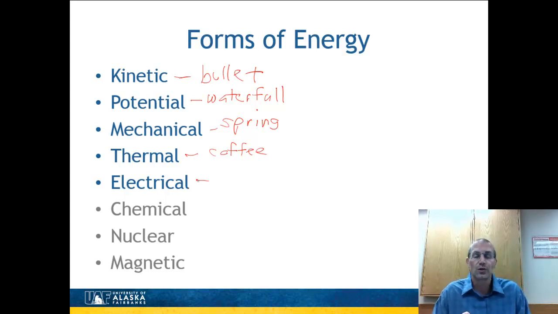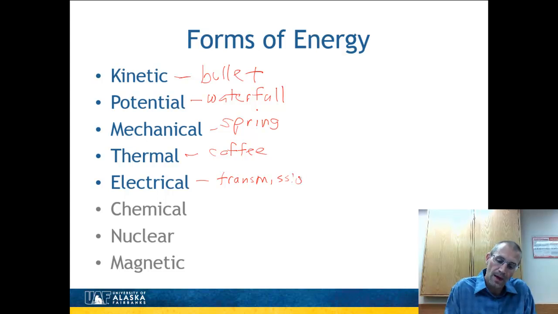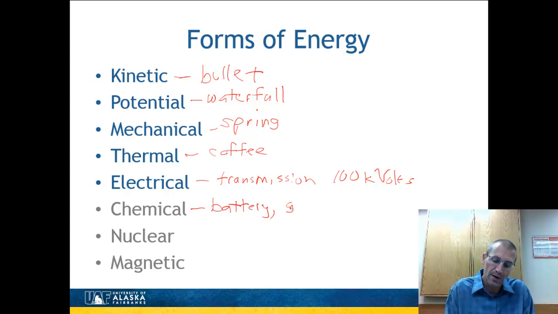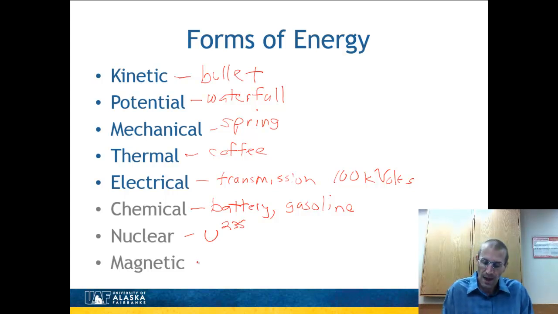Electrical energy, electrical potential, would be something that's at a higher voltage. So, for example, a transmission line that may be at, say, 100 kilovolts has electrical energy associated with that. We also have chemical energy. That might be, for example, in a battery or maybe even in gasoline, as it's going to change its chemical form. Nuclear energy. Uranium-235 is the best example of nuclear energy. And magnetic energy is associated with magnets.